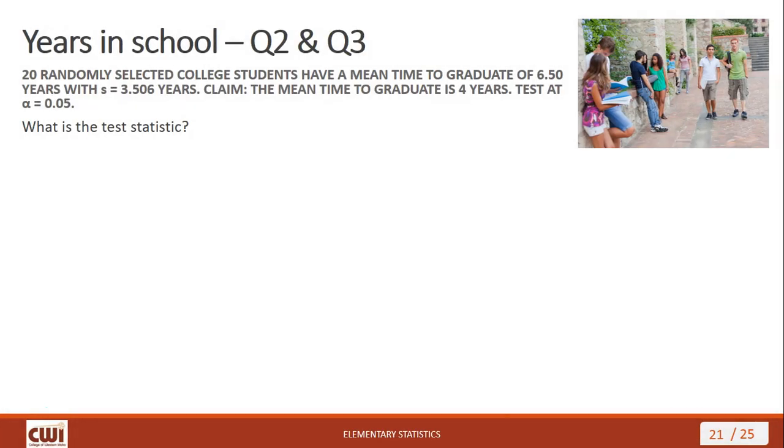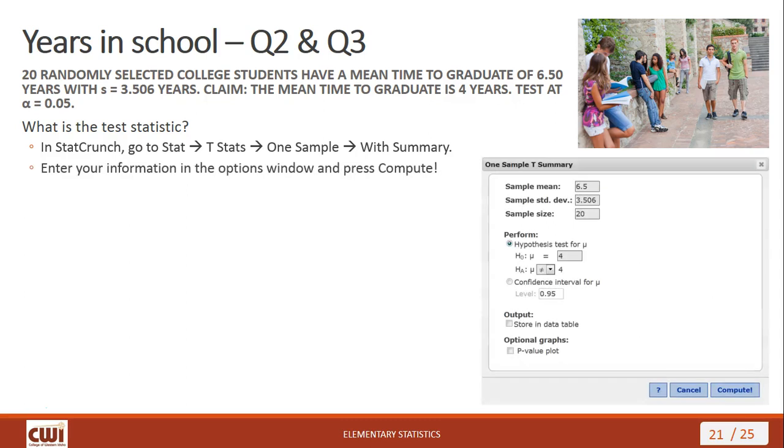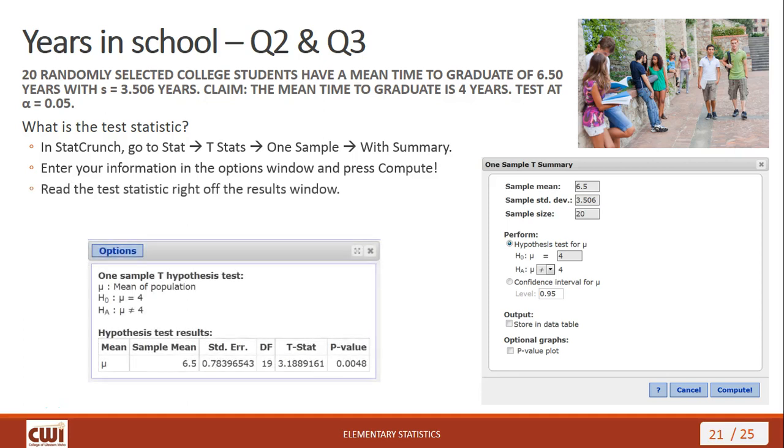Let's look at the next question we were asked. What is the test statistic? Again, we're going to go to the same menu options that we did previously in StatCrunch. Stat, T-stats, one sample with summary. In our options window, we're going to put in the summary statistics that we were given, make sure that our hypothesis test area matches what we had previously written down for our hypotheses, and then we press compute. The test statistic we read right off the results window. So the test statistic is going to be the next to last value in our results window.